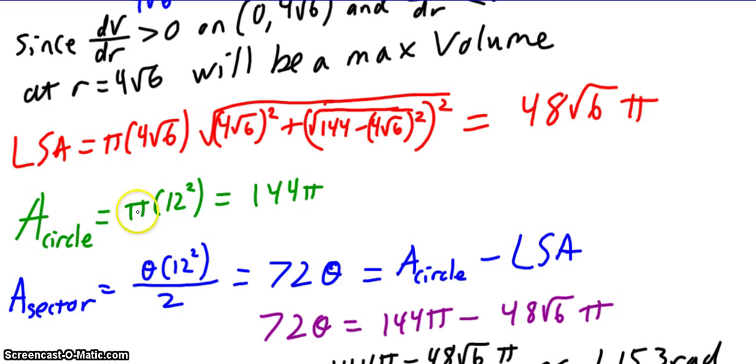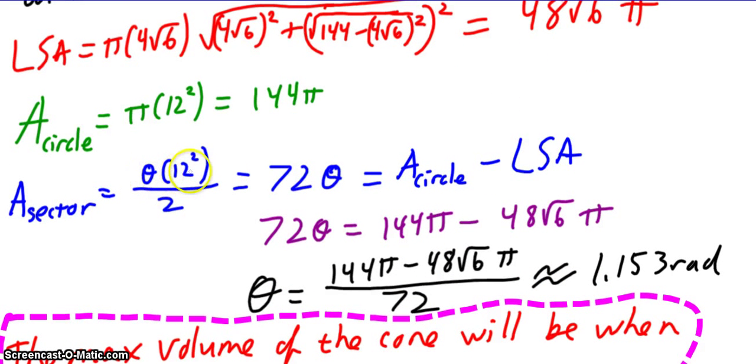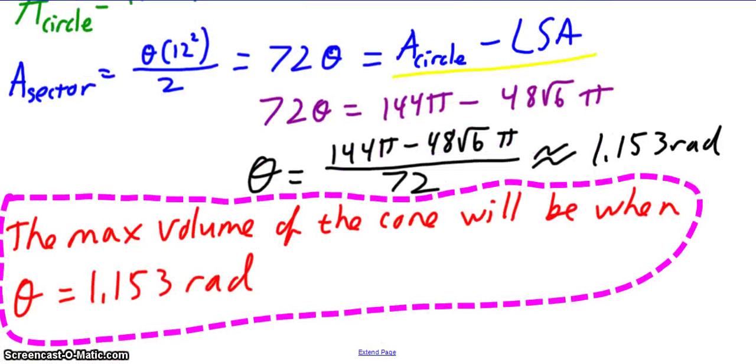The area of the circle is pi times 12 squared. Remember, this is a different r, so that's 144 pi. The area of the sector is theta times 12 squared over 2, which is 72 theta. But now this is what I was talking about. I know that the area of the sector is the area of the circle minus the lateral surface area of the cone. So this is the key connection, that I know 72 theta equals 144 pi minus 48 root 6 pi, and I can divide everything by 72. So that's how I come up with theta. So the max volume of the cone will be when theta is 1.153 radians.